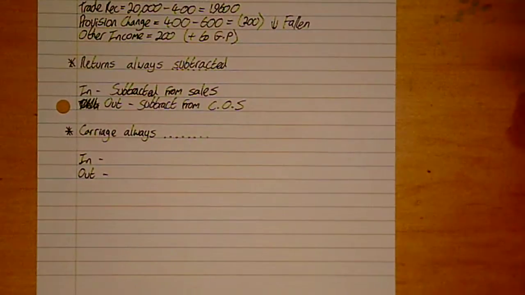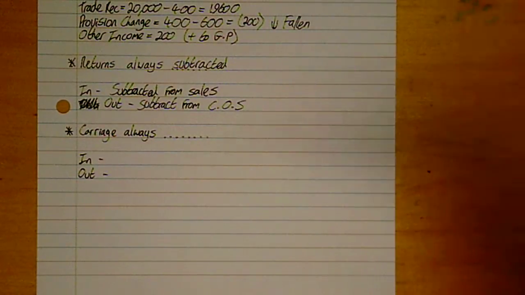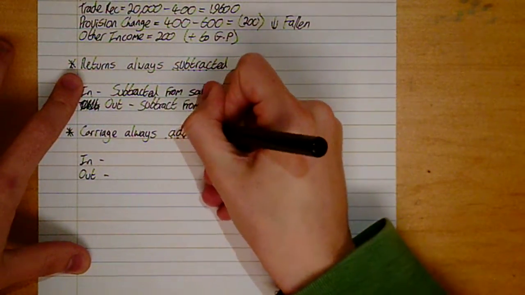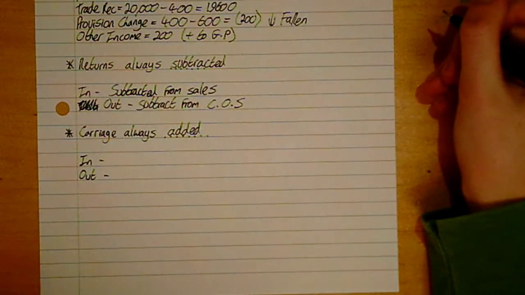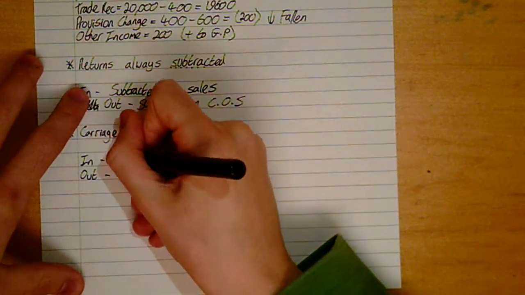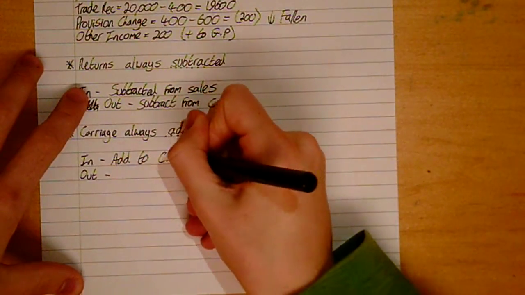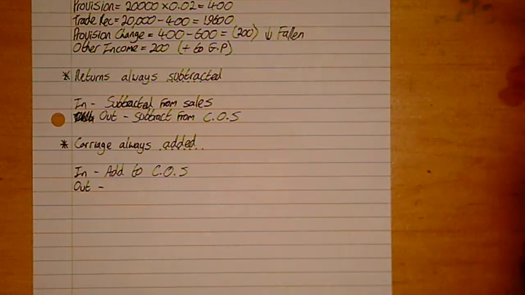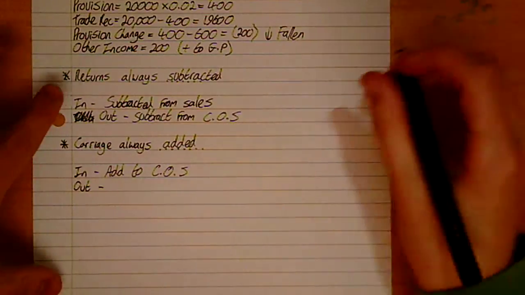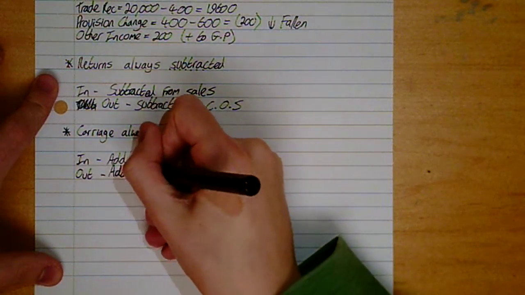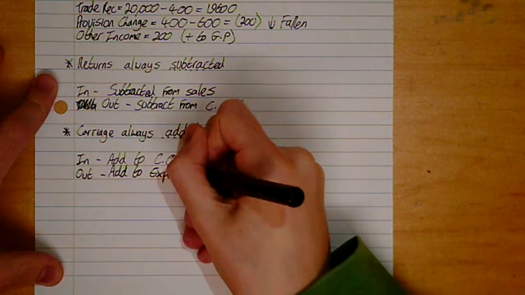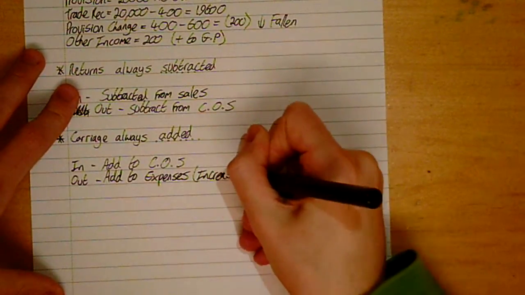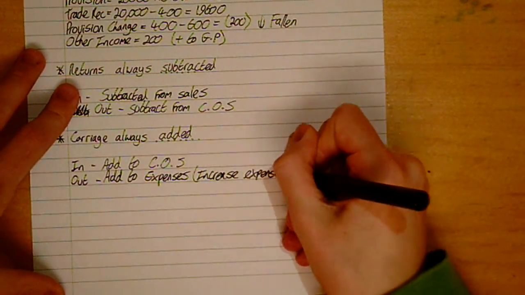So carriage. What do we always do with carriage? Well, it doesn't have to be, but it is the opposite. It's always added. So carriage in, we're always going to add to cost of sales. So it does the opposite of returns out, which is subtracted from cost of sales. Carriage in is added to cost of sales. Carriage out, you're going to add to expenses. And when I say add to expenses, I mean increase expenses. Don't think adding to expenses is good, it increases it.